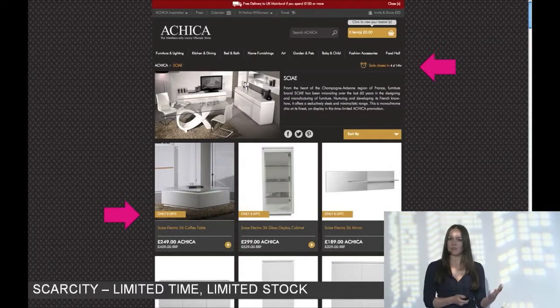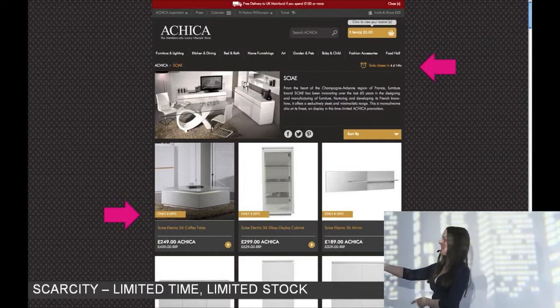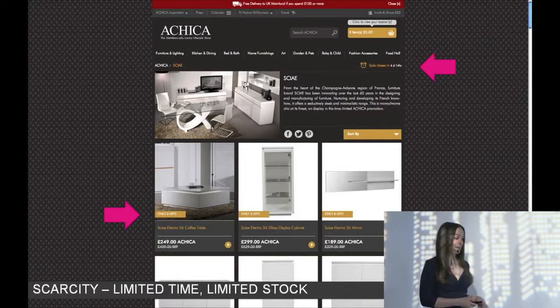I'm not suggesting you do this, but if you have the same problem as me, don't go on to these sites, because this is what they're doing.